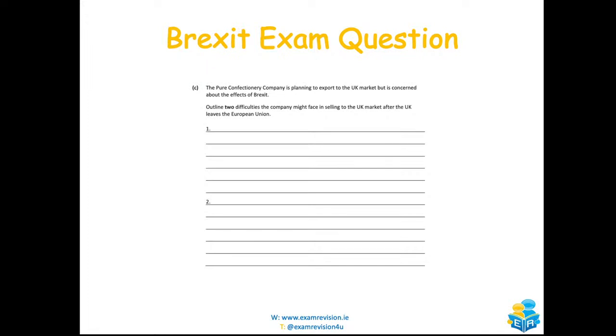And here's an exam question then, which has come up previously on Brexit. I would imagine that it's this kind of question which you could get on our summer assessment, or if you're watching this video back, in a future junior cycle exam. It says here, the Pure Confectionery Company is planning to export to the UK market, but is concerned about the effects of Brexit. Outline 2 difficulties that the company might face in selling to the UK market after the UK leaves the European Union.